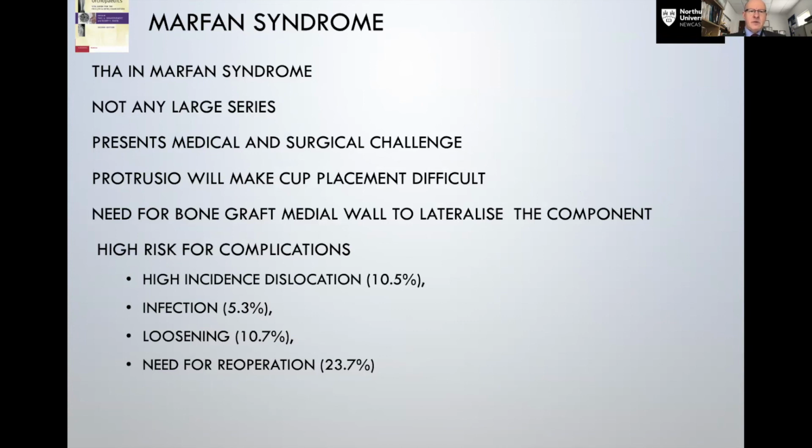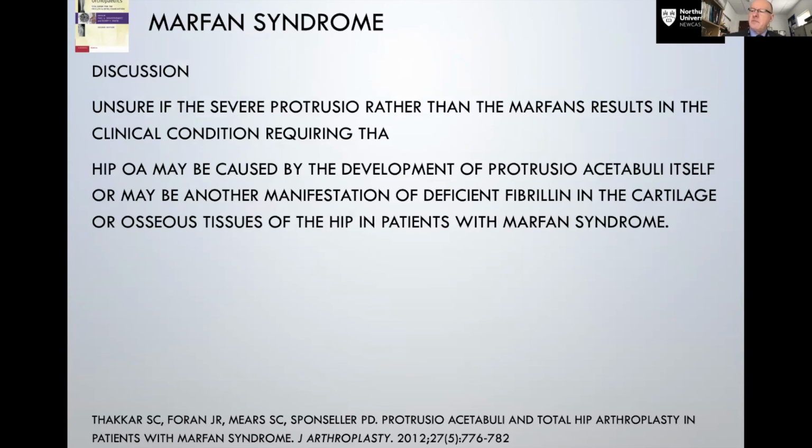So the hip and Marfan's disease: there's not any large series. It's unusual to go ahead with hip replacement surgery in these patients. They do, however, present medical and surgical challenges. Protrusio will make cup placement difficult, and we normally need to graft the medial wall to lateralize the component, and we will generally use uncemented implants with screw augmentation in this situation. There's a high risk of complications, including dislocation, infection, loosening, and a need for reoperation. The paper to look at is the Journal of Arthroplasty. References are below on the slide.